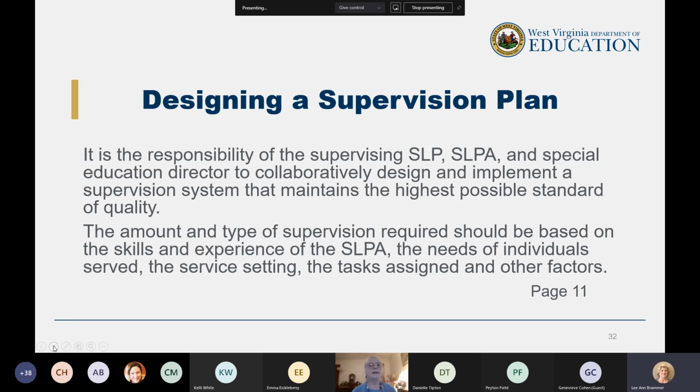So the supervision is not based on the time you have in your schedule. It's based on what the SLPA needs, their skills, their experience, the needs of the students they serve, the service setting. Some schools are a lot easier than others, not easier, but you can see more students and it takes a little less time if most of your caseload is speech sound disorders. But if you have a school with lots of complex communication needs or kids who are on the spectrum, then that's very different. We know that. So you need to factor all these things in when you look at your direct and indirect supervision.